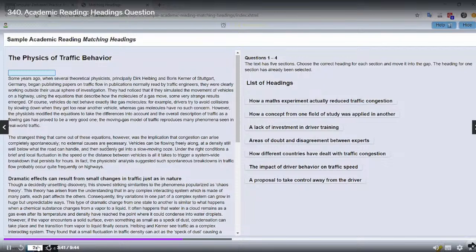So when you look at the first sentences in these paragraphs, the top paragraph is telling us that these two physicists started publishing papers on traffic flow, which is usually done by traffic engineers, and they had noticed something strange with their equations. So what matches that information? I see the answer already: how a concept from one field of study was applied to another. The first sentence tells us they were physicists. They applied their physics knowledge to the area of traffic engineering and traffic flow. So one concept from one field, physics, was applied to another field, traffic engineering. We pull that directly from those first two sentences.